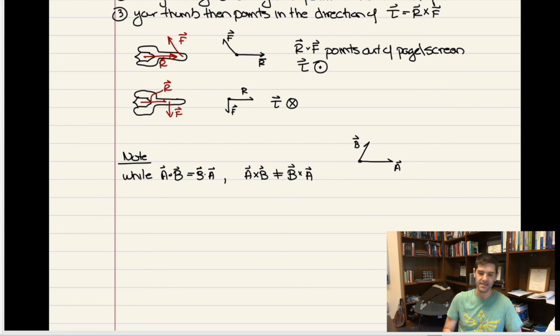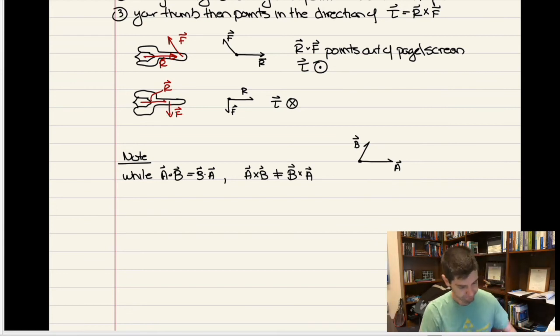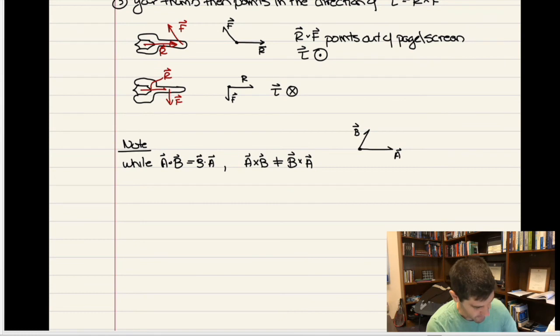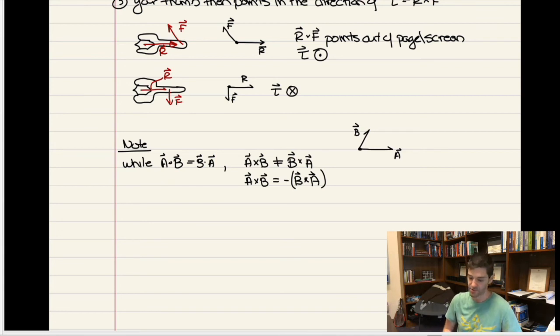B cross A says I start with my fingers pointed along B and then curl them to point along the direction of A. In that case, my thumb has to point into the screen, into the page. Now their magnitudes are the same, but their directions are flipped. So the true relationship is that A cross B is the opposite of B cross A. They have the same magnitude, it's still just the magnitude of A, the magnitude of B, the sine of the angle between them, that doesn't change, no matter what the ordering is. But the direction that the vector points does change.